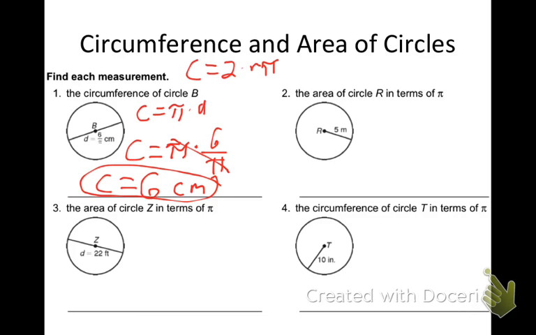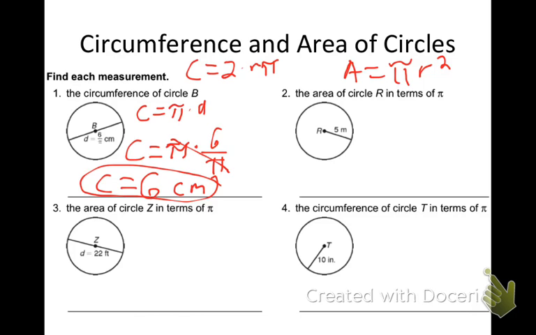Number 2. Find the area of a circle R in terms of pi. What's the formula for area of a circle, Tyler? Look on the previous slide. Why don't you look up on the board up there to your left? Nope, to your left in the bottom left corner. Yep, that's circumference. I want the area. Pi times radius squared. So the area of circle R in terms of pi.